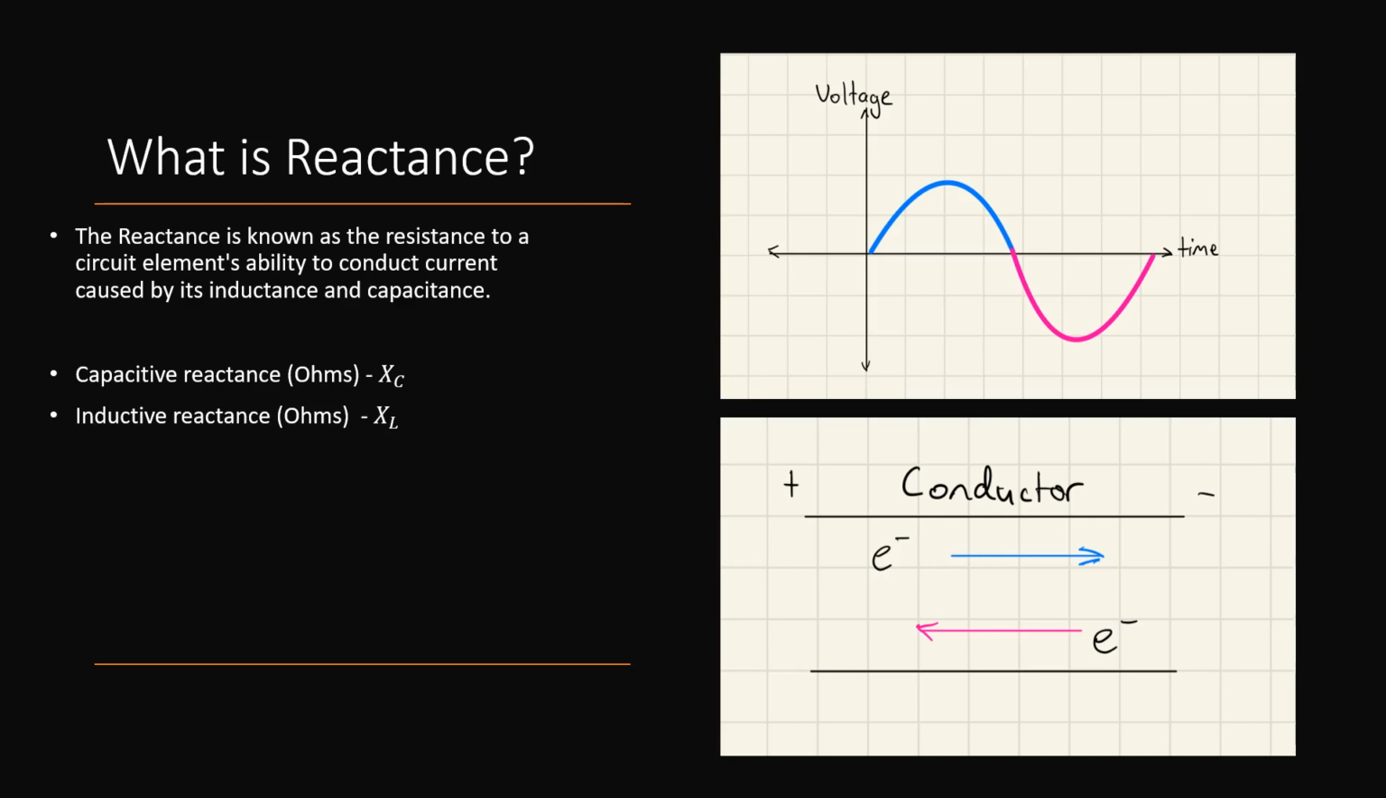There are two types of reactance: capacitive reactance and inductive reactance. Capacitive reactance is denoted by Xc, and inductive reactance is denoted by XL.